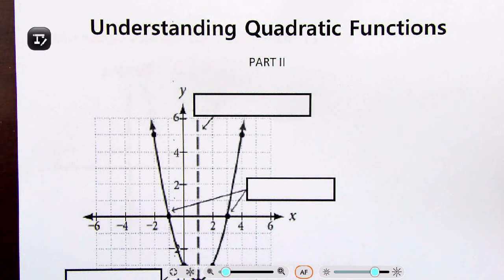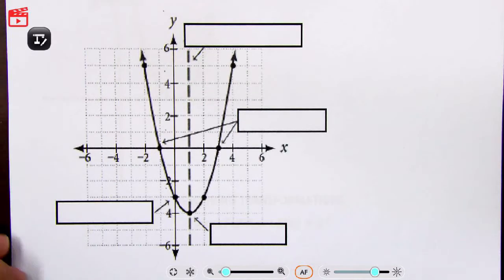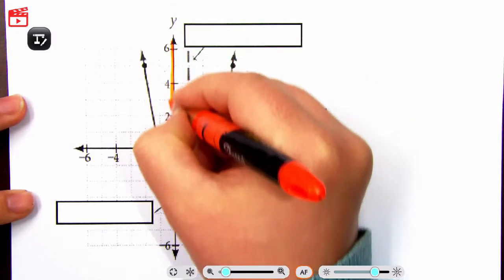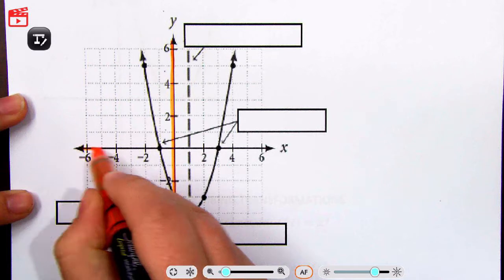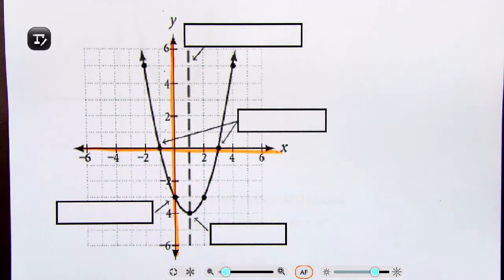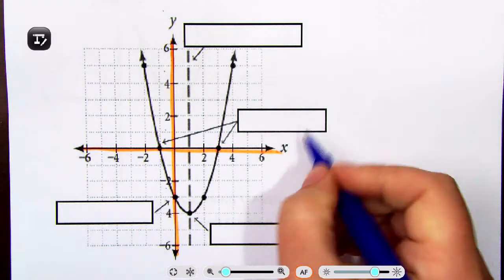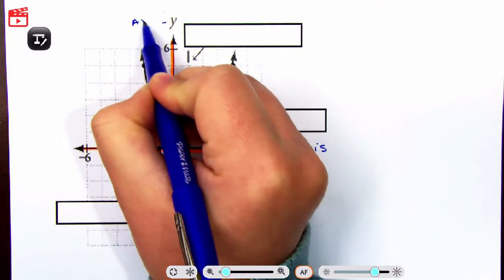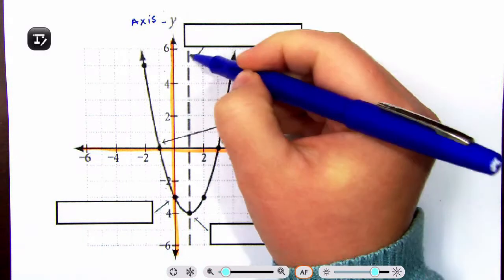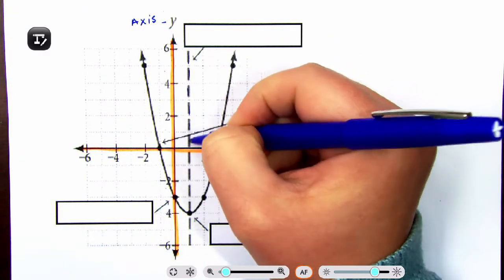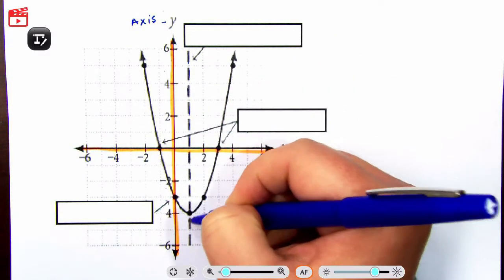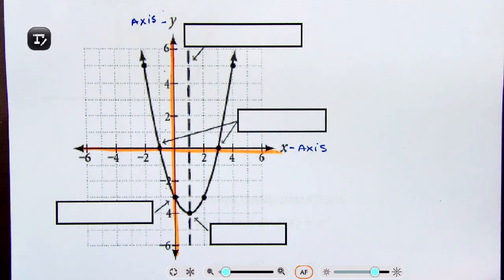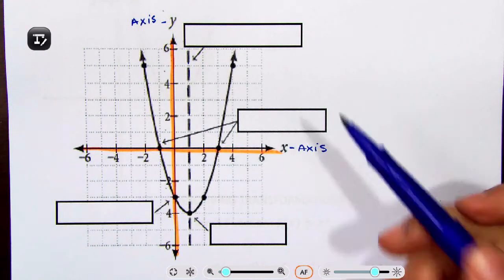This is just a recap of what we did in part 1. Let's determine what each of these are called. I'm just going to highlight your x and y axis so you can separate that from your line of symmetry or axis of symmetry. So this here is your x-axis. This one here is your y-axis. This dotted line right here is imaginary. Mathematicians are lazy. We don't typically see this when we have a quadratic equation or a quadratic graph sketch.